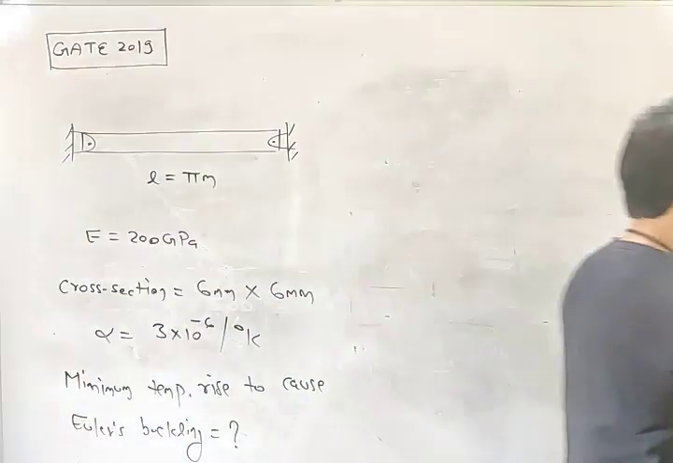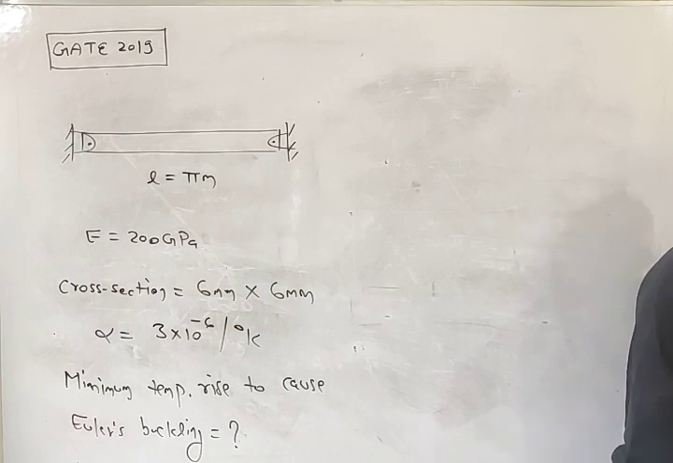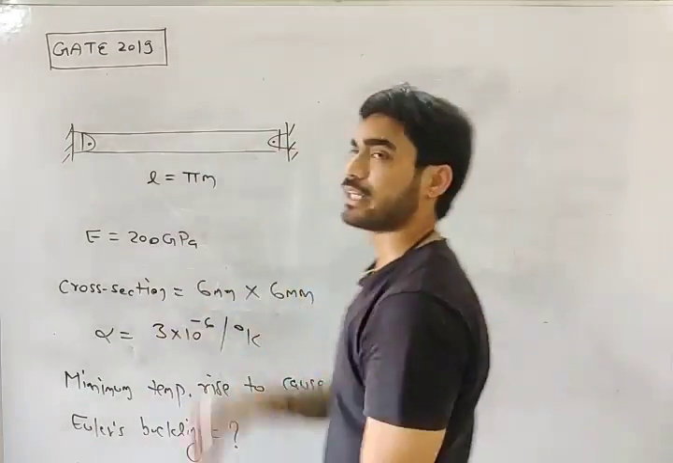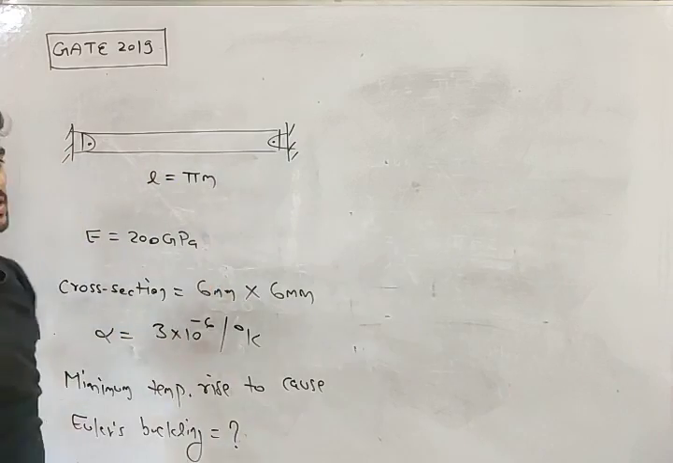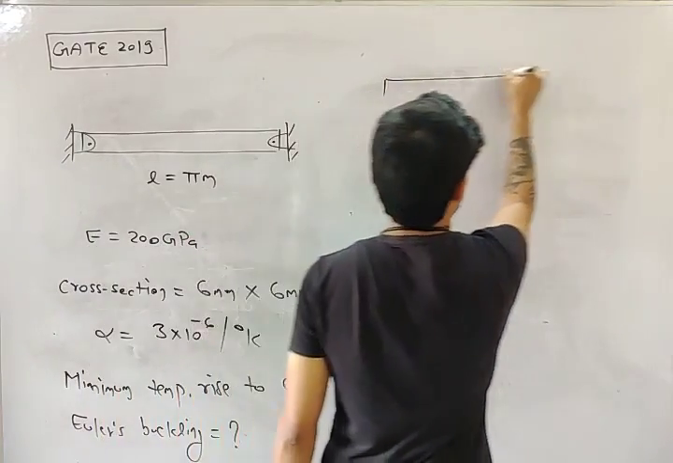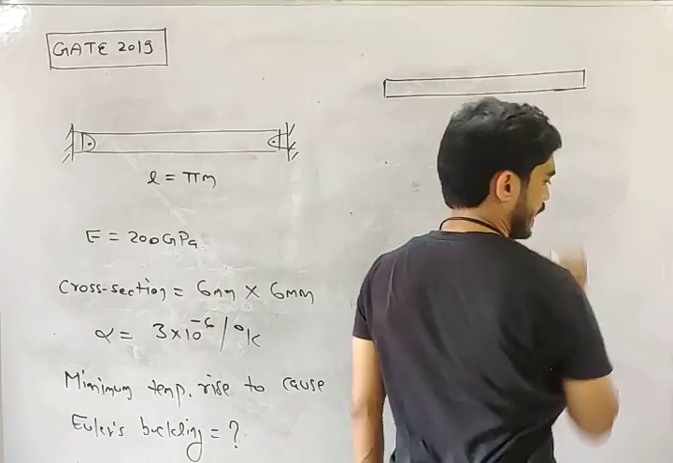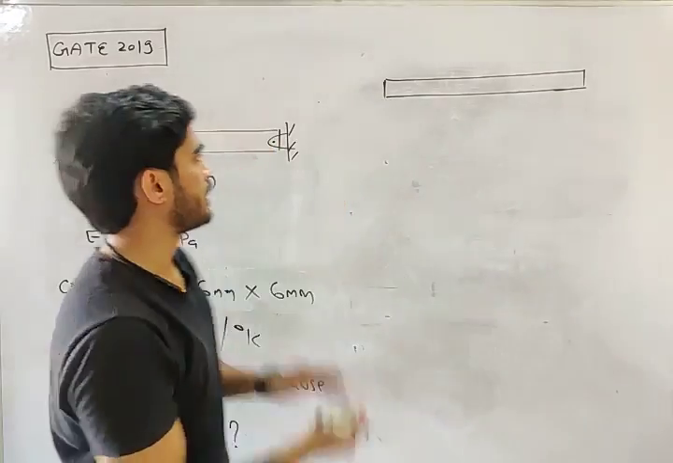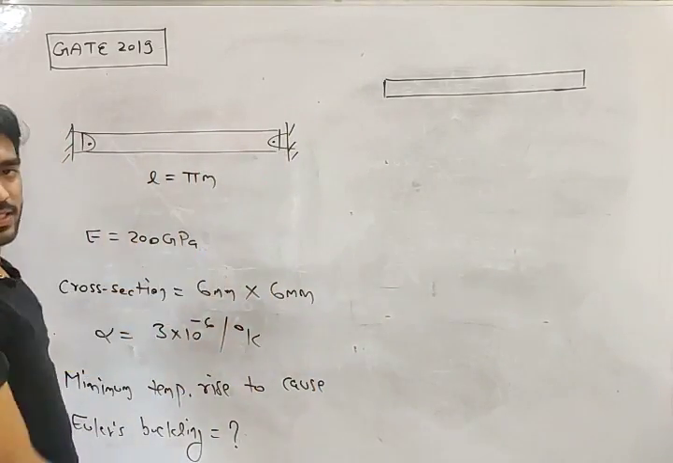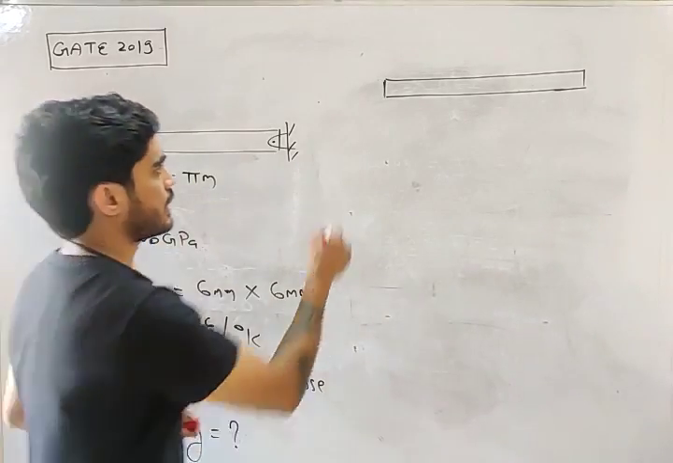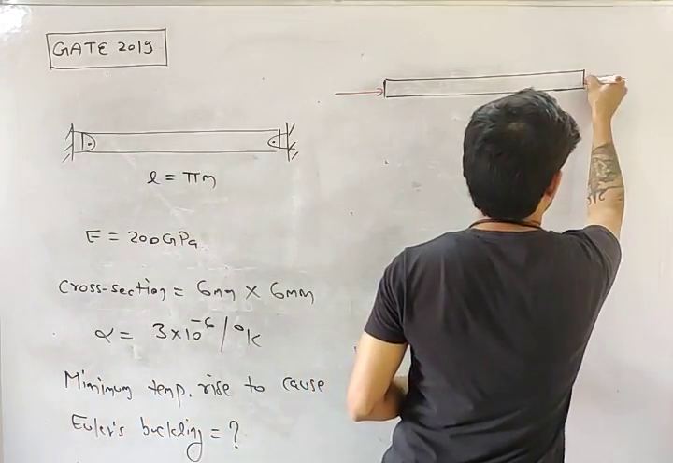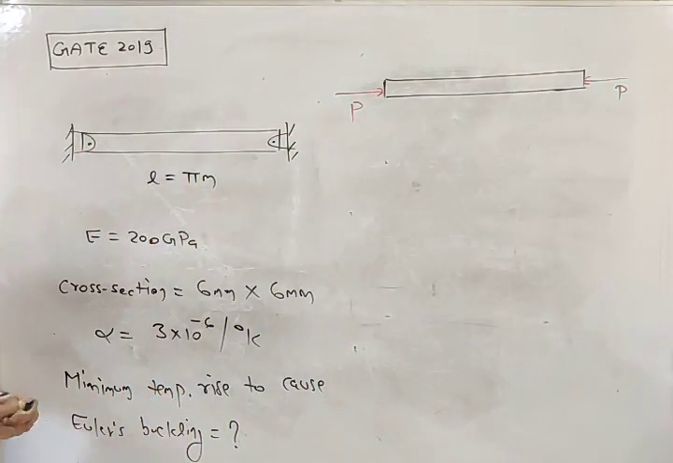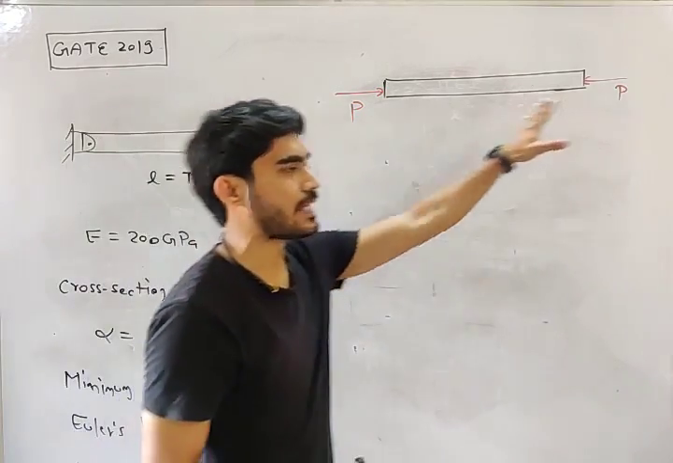See, this beam is hinged at both the ends. Let's assume that we are increasing the temperature. If you increase the temperature, it will try to expand, but the supports will not allow it to expand, and the supports will apply some reaction. Let's say this is P, this will also be P. The supports will apply reaction forces P and P.